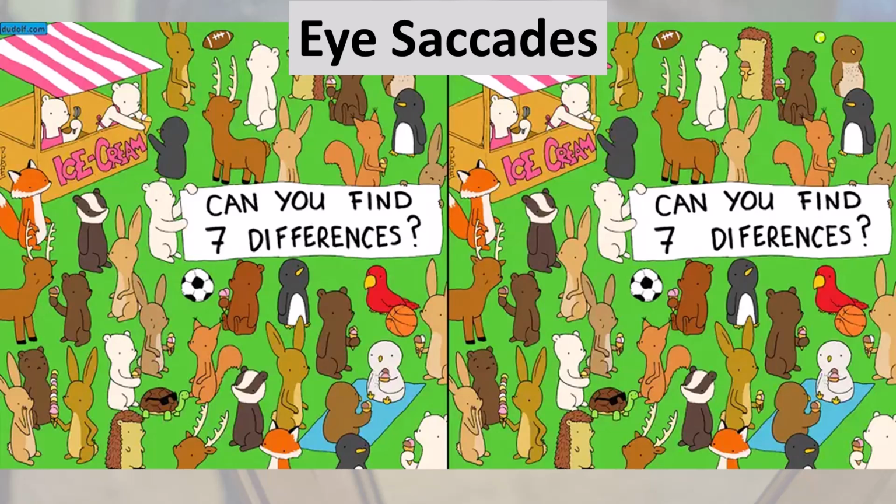Now, most people, when they look at this slide, it'll take them a bit of time to find the differences between the two pictures because they have to move their eye back and forth. And every time they do that, their brain loses a bit of information.